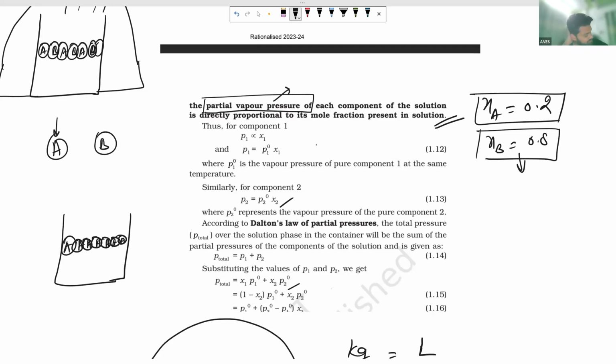You've done this one up to here? Yes, sir.